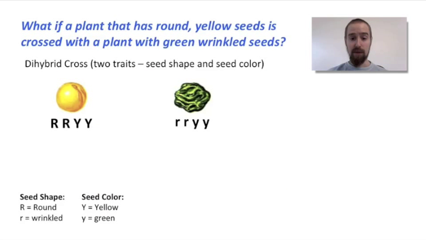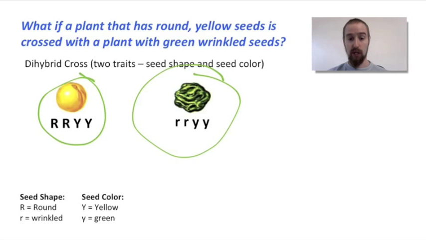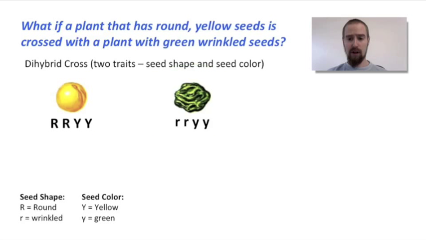Let's take a look at how this applies to Mendel's pea plants. Suppose we cross a plant that grows round, yellow seeds with a plant that grows green, wrinkled seeds. Let's further suppose that both parent plants are homozygous for each trait. This plant has 2 round, or big R alleles, and 2 yellow, or big Y alleles, and this plant has 2 wrinkled, or little r alleles, and 2 green, or little y alleles. Their genotypes are big R, big Y, and little r, little y, respectively.